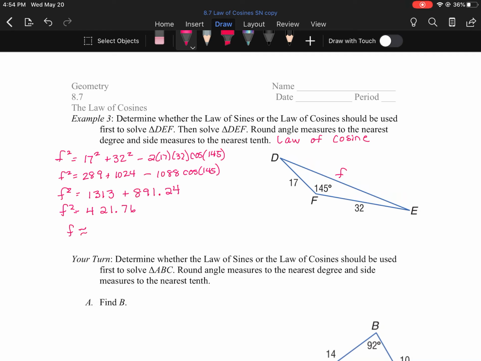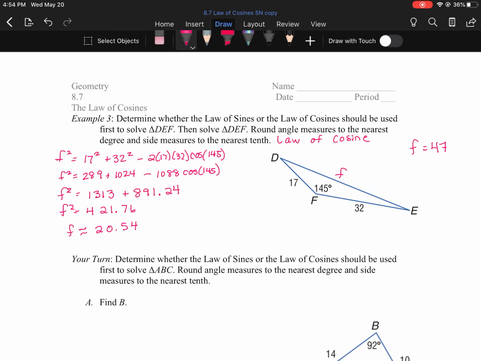So we get F is approximately, and I'm wondering if I messed up somewhere because I got a different answer on my paper. I do just have all the answers there. I got 20.54, but on my paper it says that F should be 47. So I'm going to go back through here and see where I made a mistake.